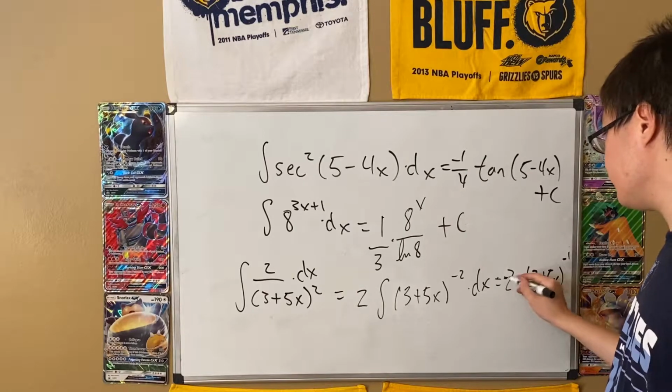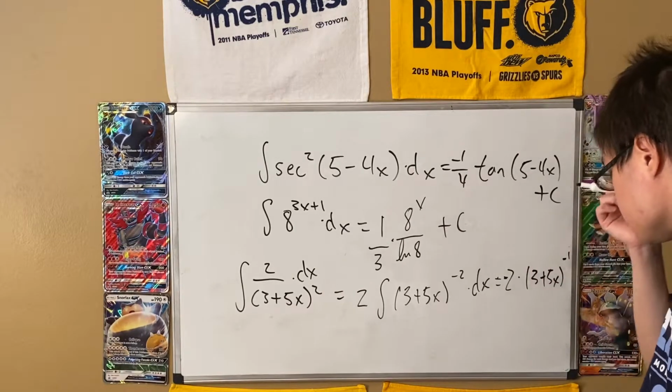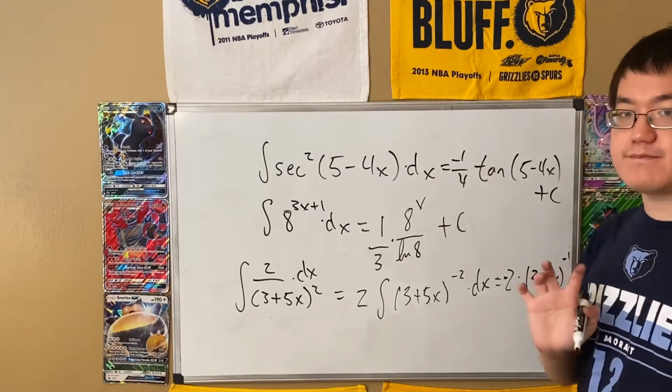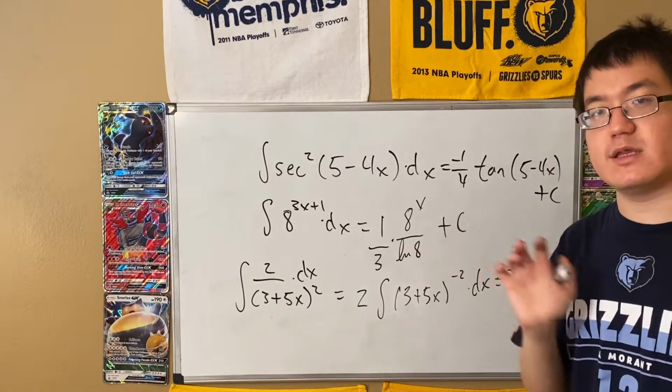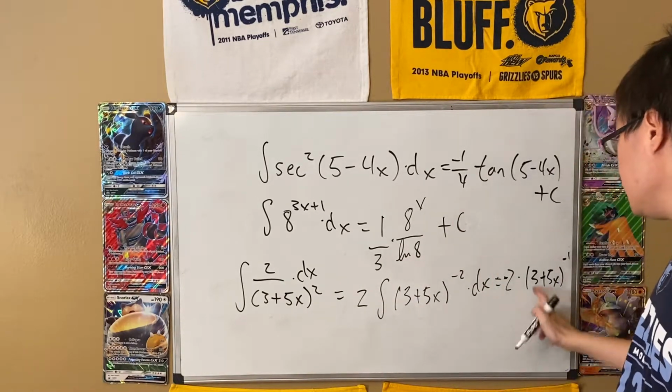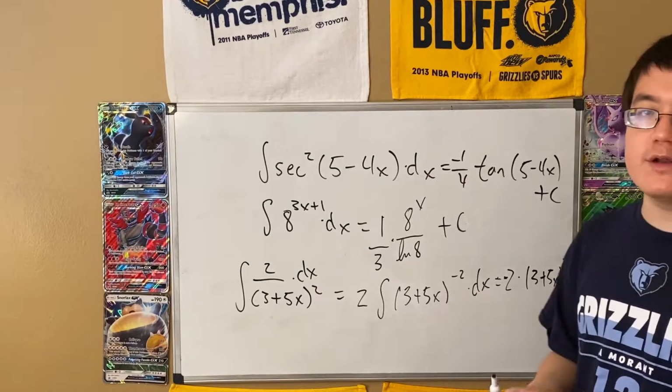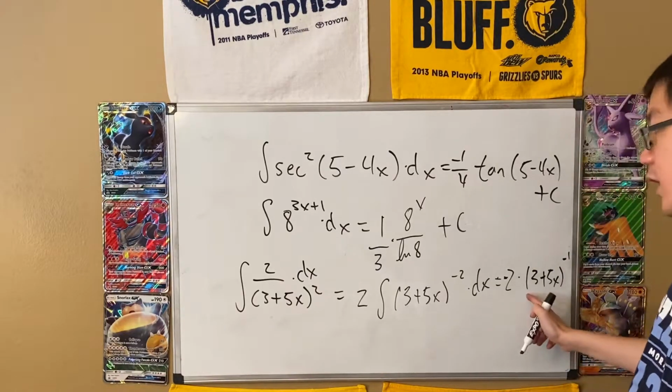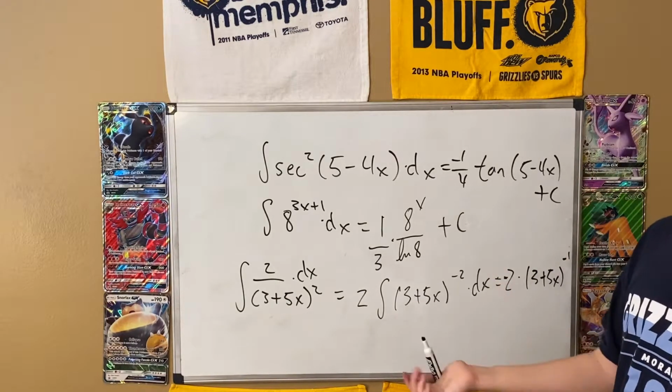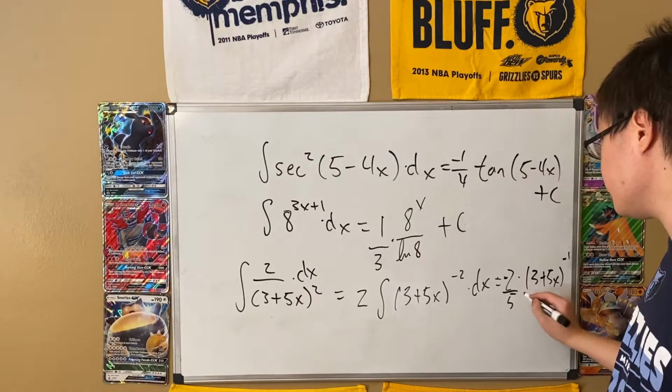Then you flip. Flipping -1 is the same thing as just writing -1, of course, because -1 over 1 is -1. And then you do have to multiply by the derivative's reciprocal of the inside function. That's going to be 1/5. So that's it. -2 over 5.